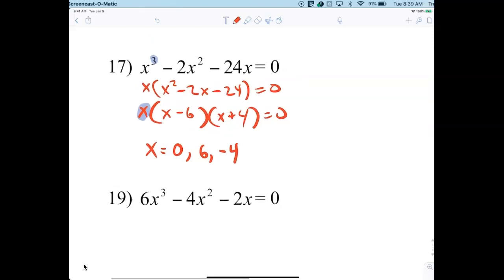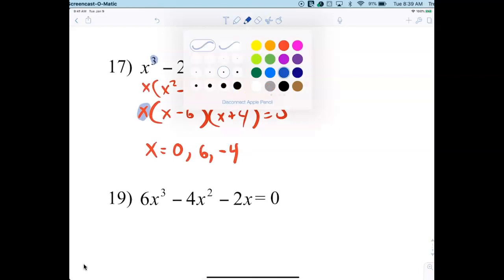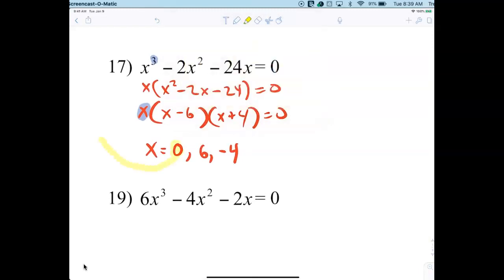So somebody tell me, come on now, I need you to listen to me. What happens if I plug 0 in for x? Somebody tell me what's going to happen. It's 0. Thank you, whoever said that. What happens if I plug in 6 for x? It's going to be 0. What happens if I plug in a negative 4? 0.